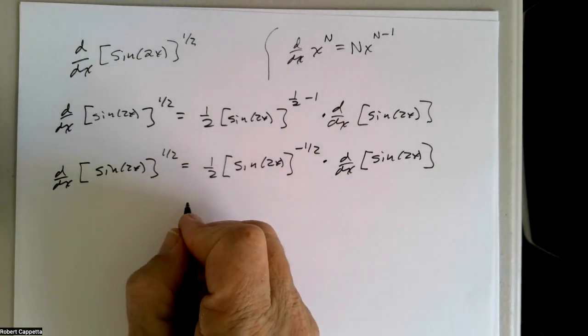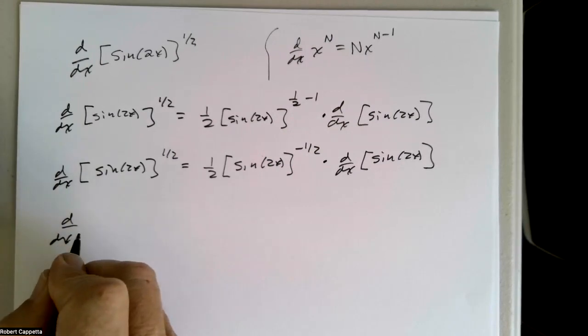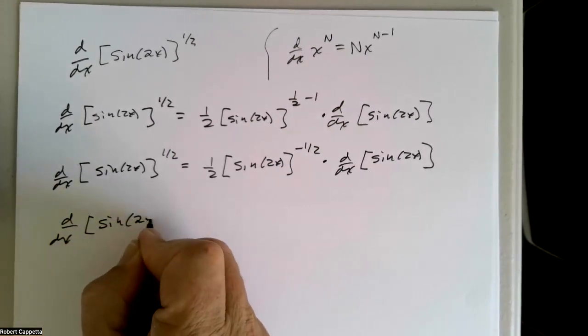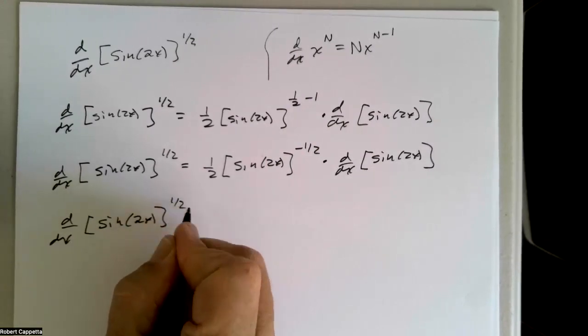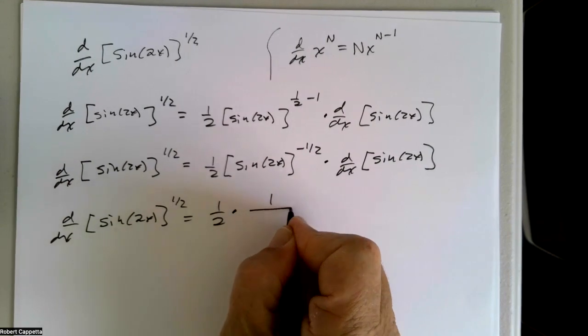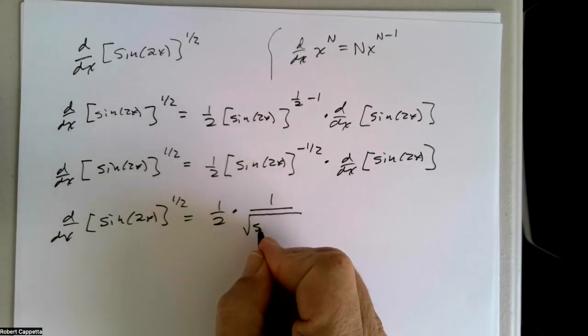This, by the way, this first part means square root downstairs. The derivative with respect to x of sine 2x to the 1/2 is 1/2 times 1 over the square root of sine of 2x.